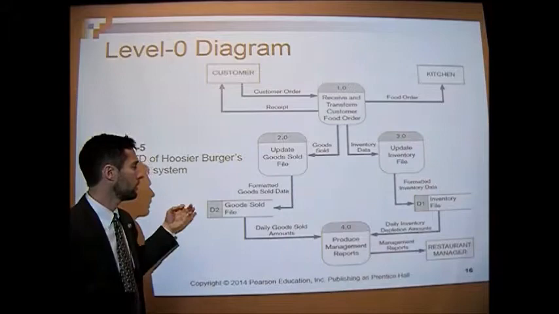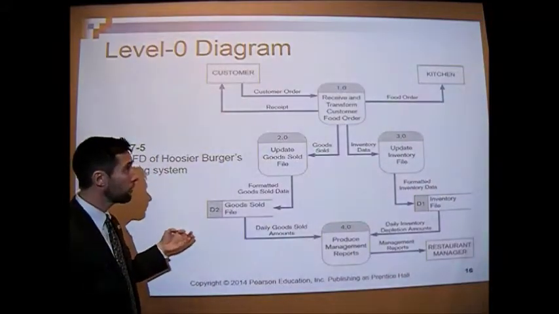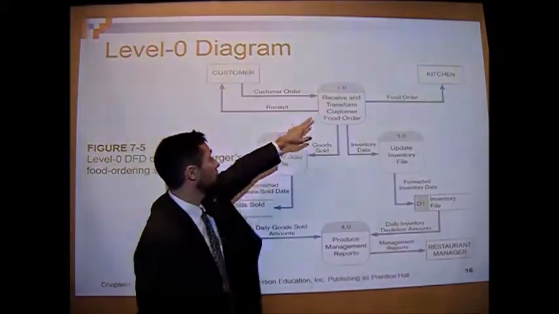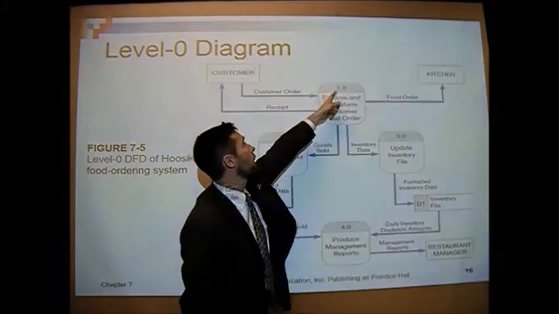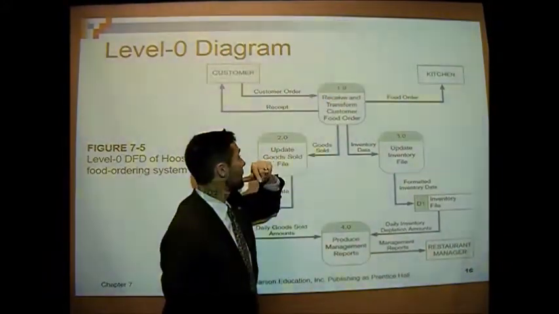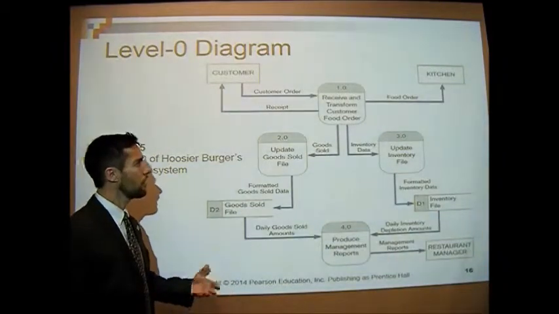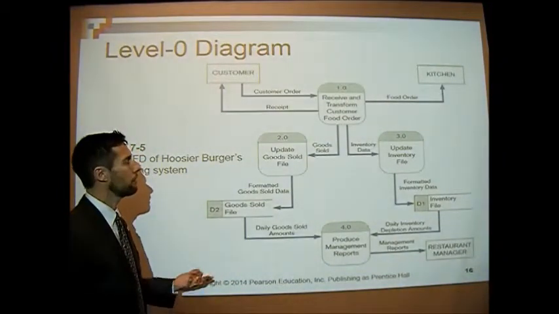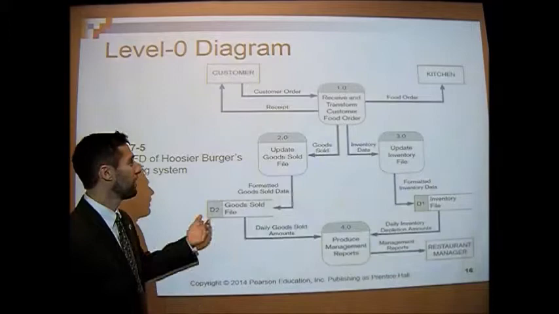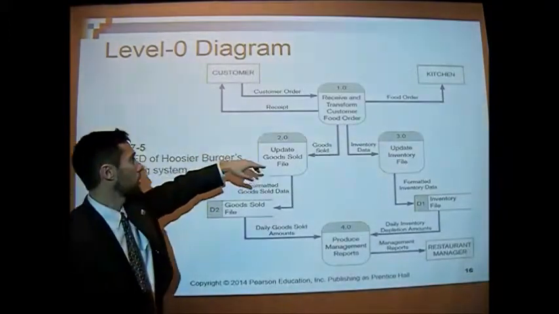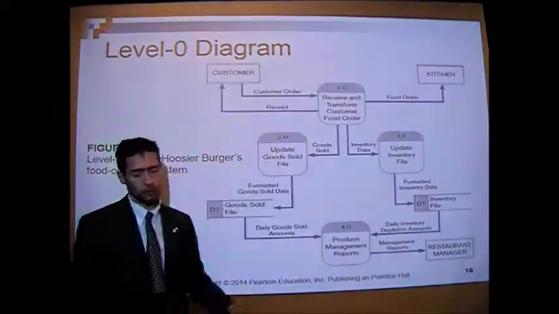Here on this level 0 diagram, and it's called a level 0 diagram because it indicates all the main processes followed by a 0. It's not really a great name. You would think the context level diagram would be the level 0 diagram, but it's not. It's the first set of numbers, dot something, that is the level 0 diagram.